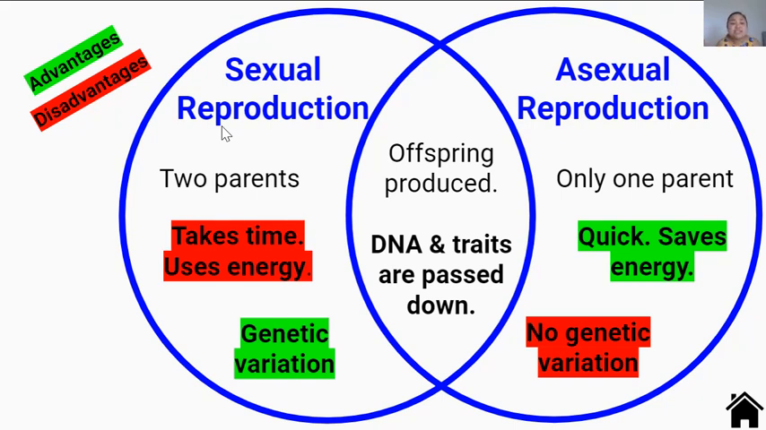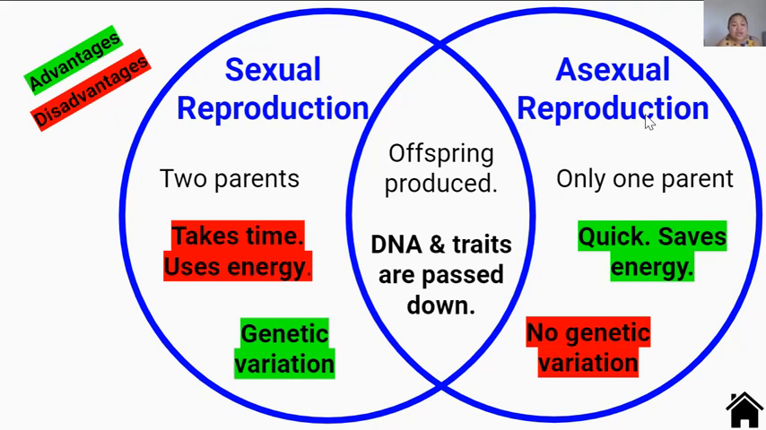But for many of these species, it's all worth it because the greatest advantage of sexual reproduction is that all offspring are genetically unique. They're all different from each other. On the other hand, asexual reproduction only needs one parent. So an advantage is that asexual reproduction is quick and it saves time and energy because the organism doesn't need to go find a mate.